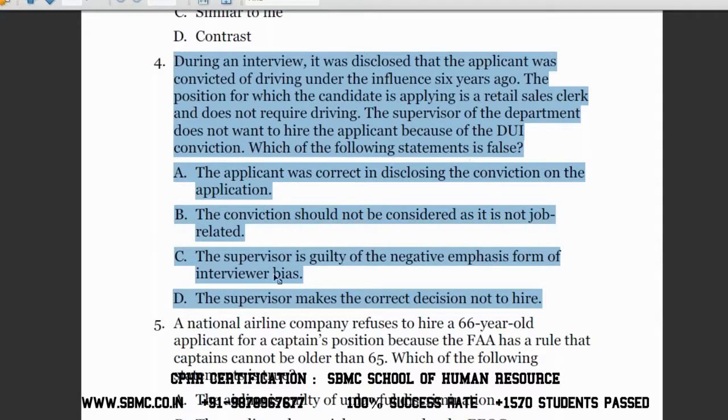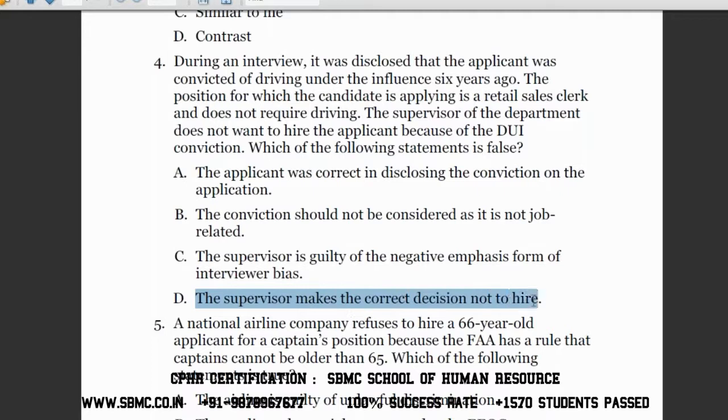They're asking for the false one. I think it's B. It's not a guarantee. Sorry? This is wrong. This is the false statement. Look, he was convicted for driving under the influence, and the position doesn't require driving. It's a retail sales clerk. So this is discrimination if you're not hiring that candidate.